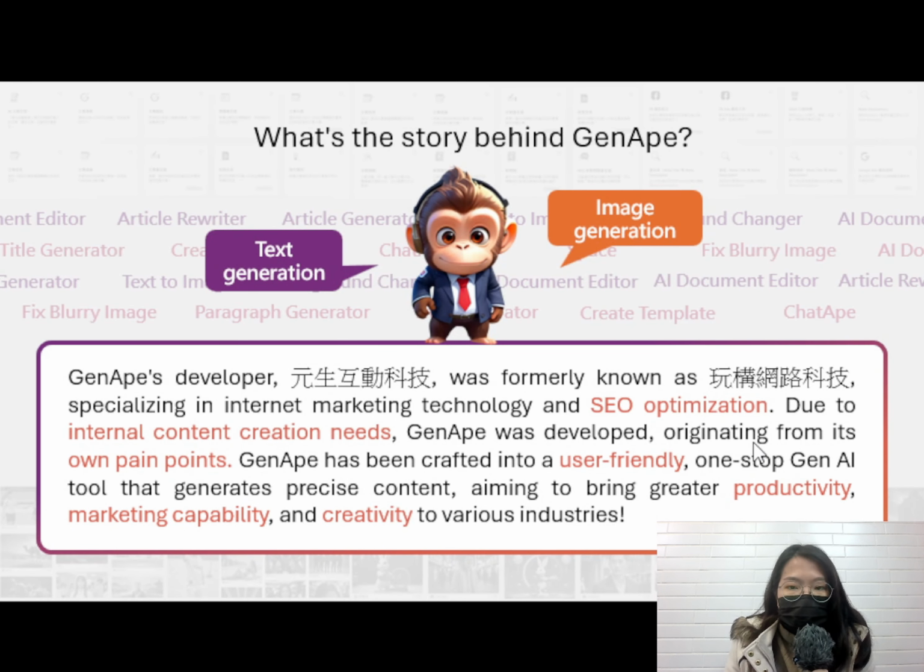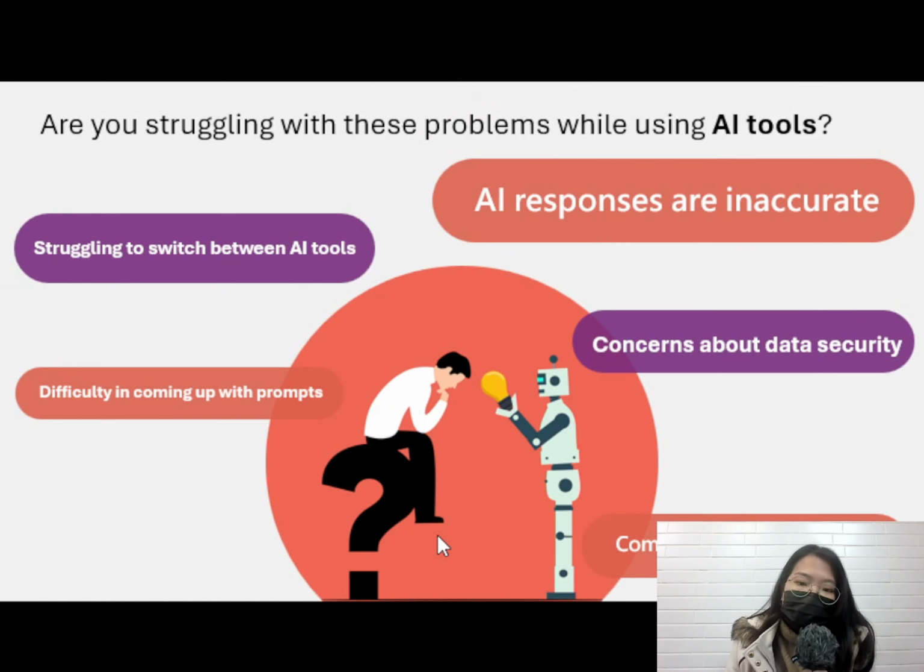GenApe is an innovative AI productivity tool developed by our culture-based team. With expertise in internet marketing and SEO optimization, we created GenApe to address our own content creation challenges. Using AI tools often comes with challenges like complex workflows, inaccurate responses, or concerns about data security. GenApe is here to solve these problems.